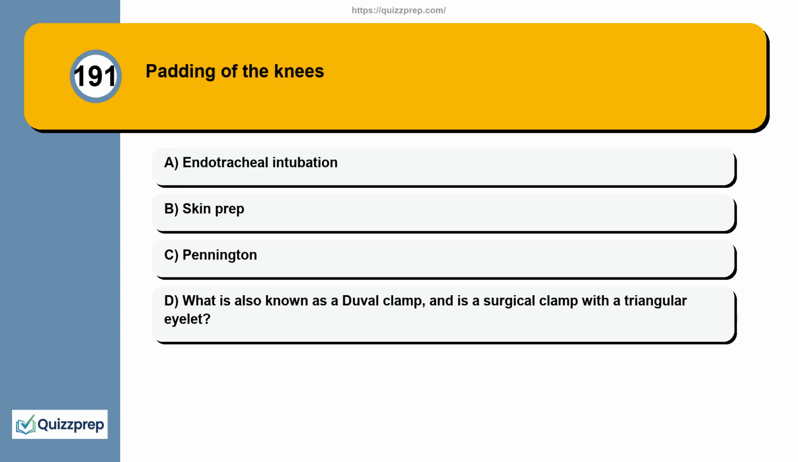Question 191. Padding of the knees. Option A, endotracheal intubation. Option B, skin prep. Option C, Pennington. Option D. What is also known as a Duval clamp, and is a surgical clamp with a triangular eyelet? The correct answer is option Nan.